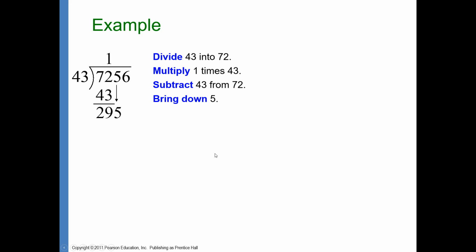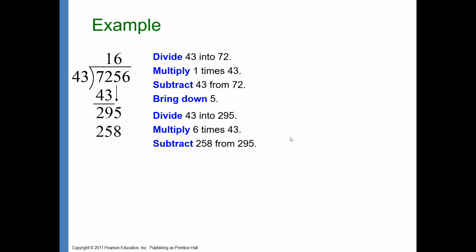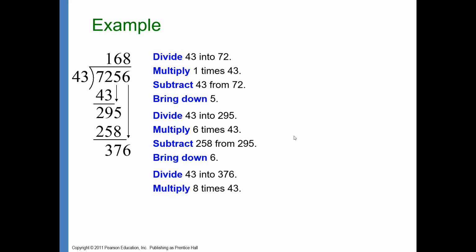How many times does 43 go into 295? What's the answer? 6. Okay. So then what? Multiply, good. And then subtract, bring down the 6. And et cetera. Now we just repeat, it's rinse and repeat, right? We bring down the 6. 43 goes into that how many times? 8. Good. Multiply and subtract.